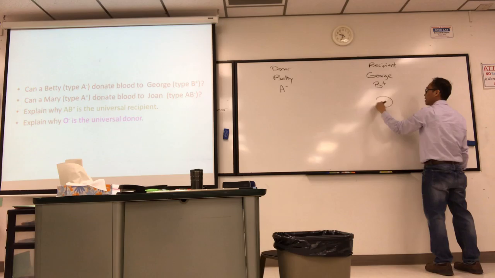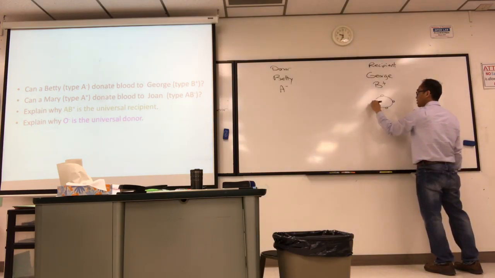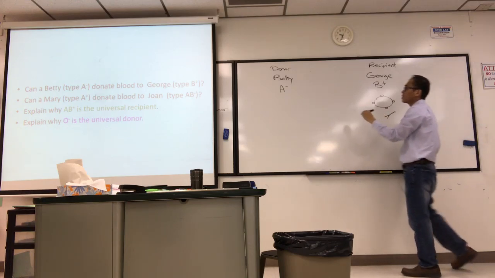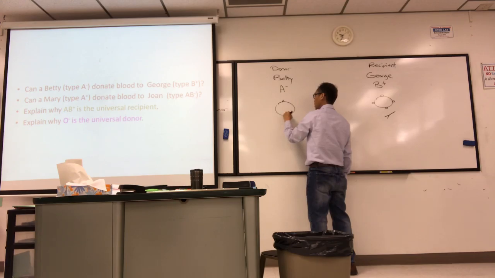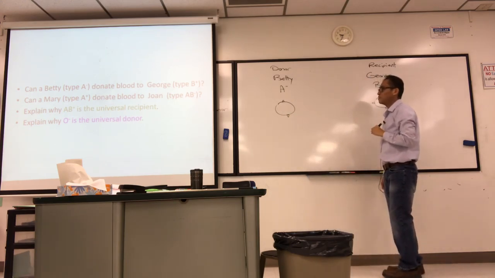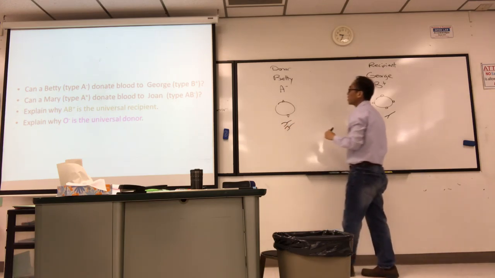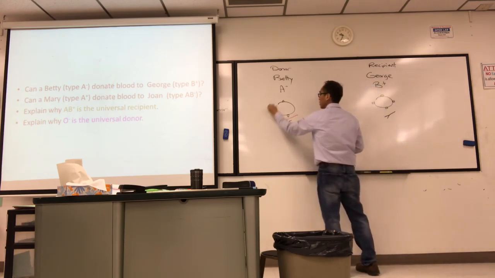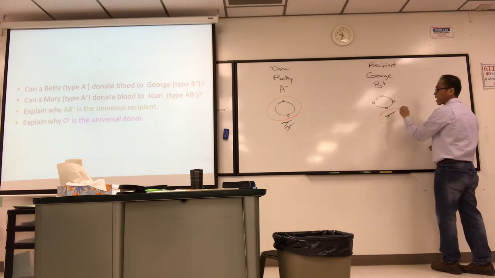So B positive blood will have antigen B, circles, squares, Rh antigen, and the antibody against A. Betty will have A antigen and the antibodies against B, Rh. If Betty's the donor, consider the antigens that she's donating. You consider what could cross react.